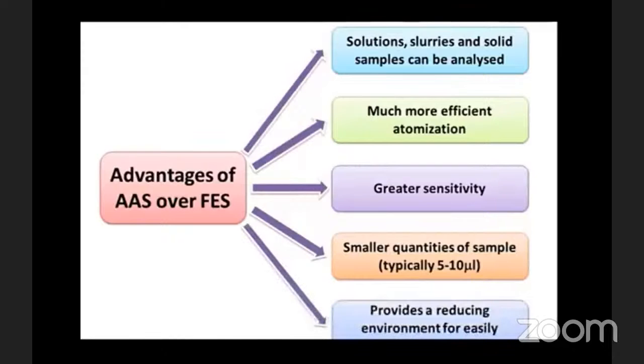And the last, AAS provides a reducing environment for easily oxidized elements. So these are the important advantages of this atomic absorption spectrophotometer over flame photometer. That's why atomic absorption spectrophotometer is widely used over flame photometer.